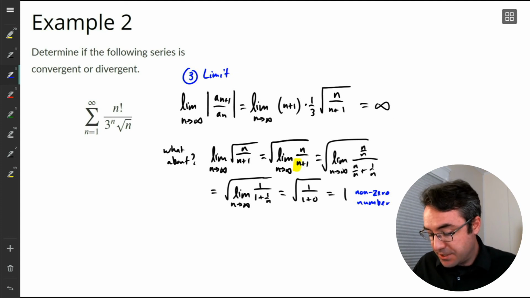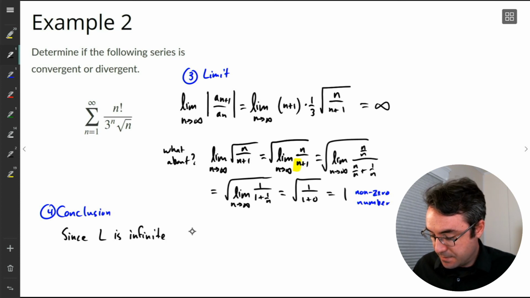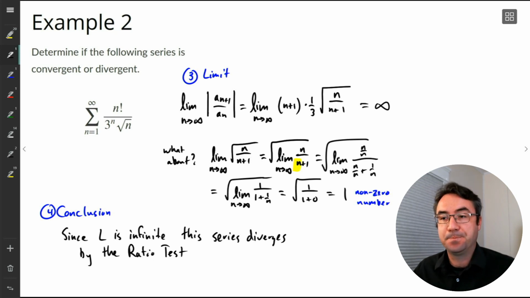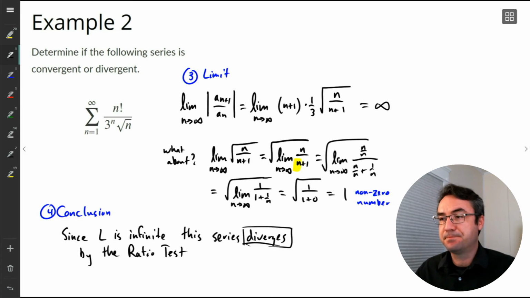All right, so now we can just state our conclusion. So since L is infinite, it's an infinite limit, this series diverges by the ratio test. Again, just get into that habit of stating which test you use. It's good to do that. And we've stated our result here. So our series diverges.